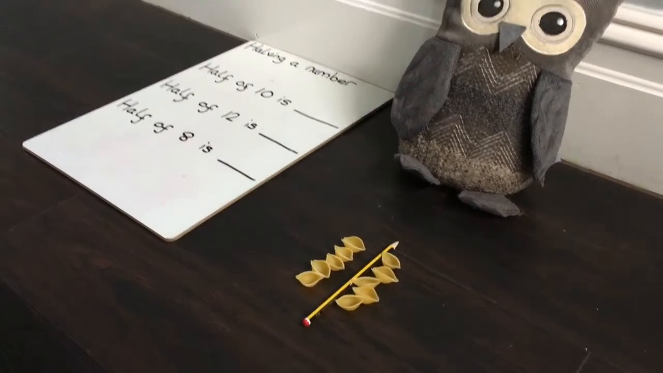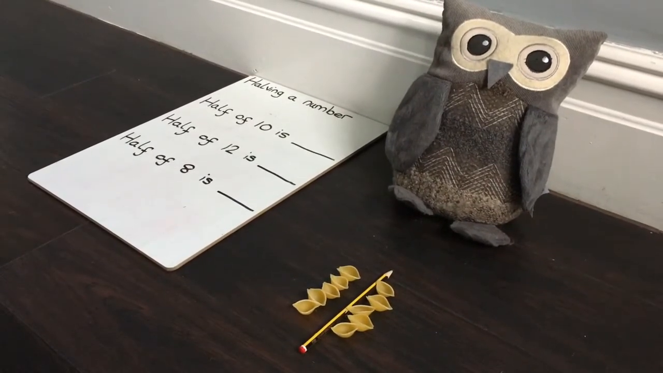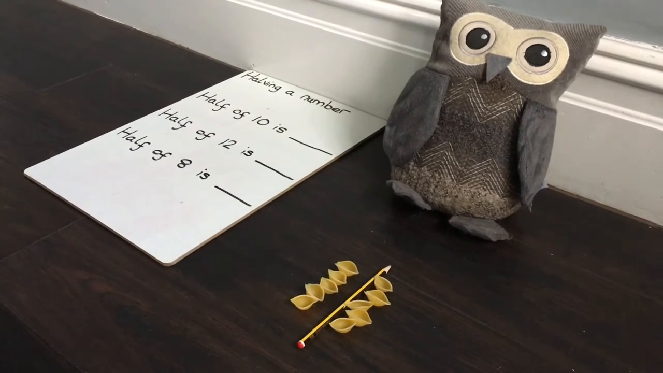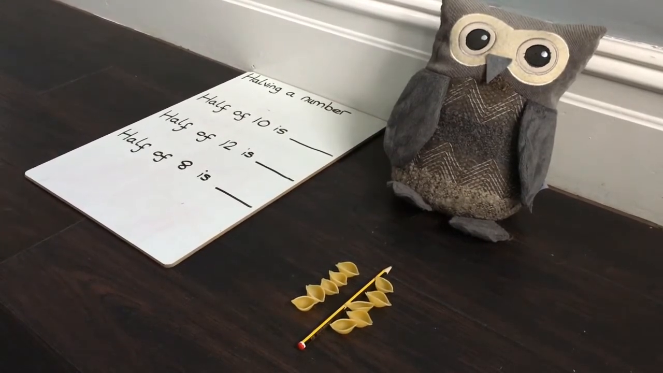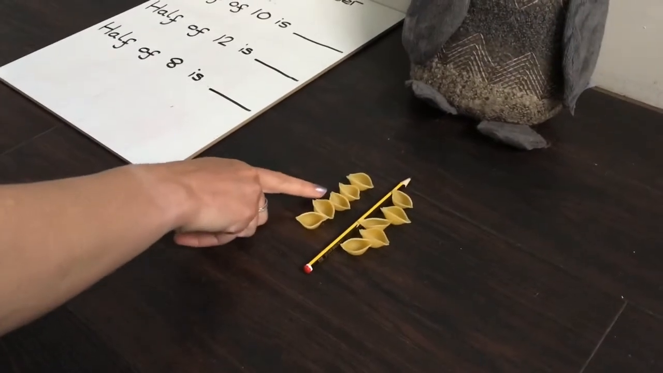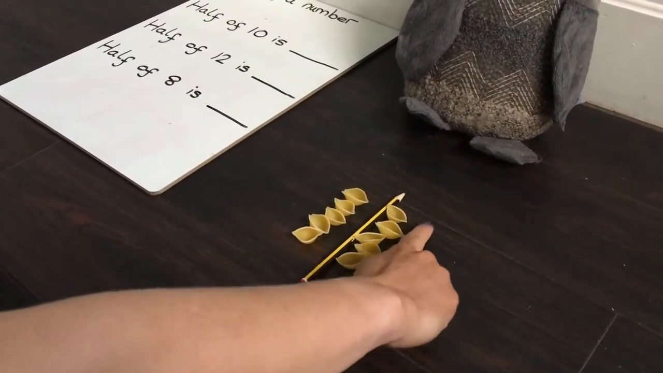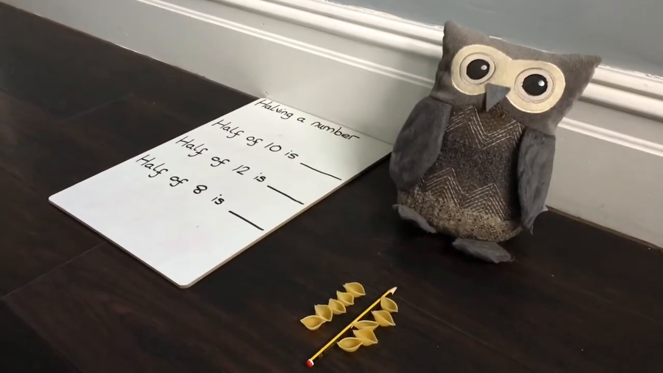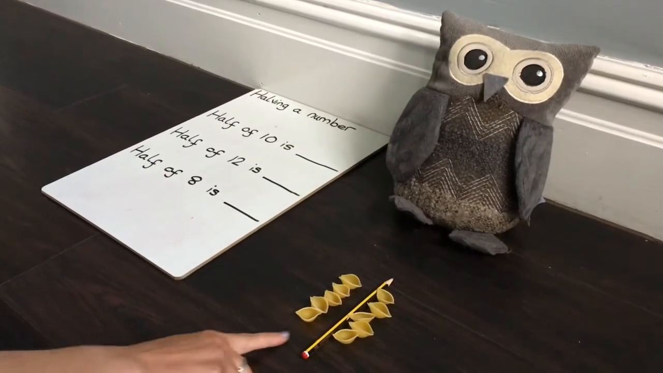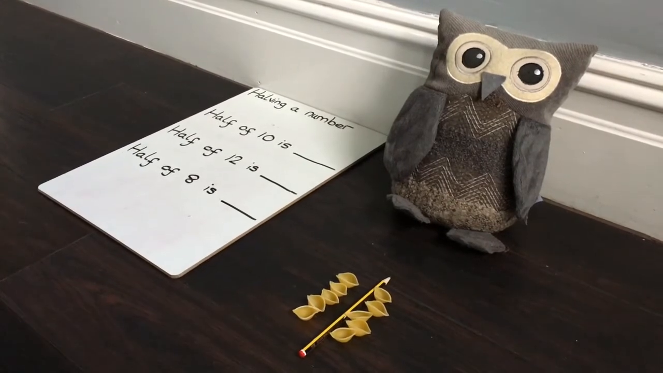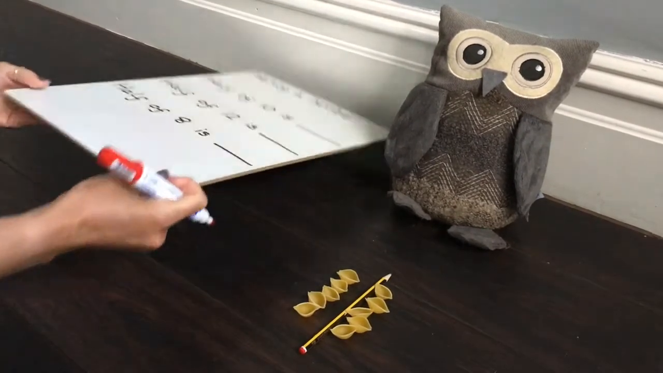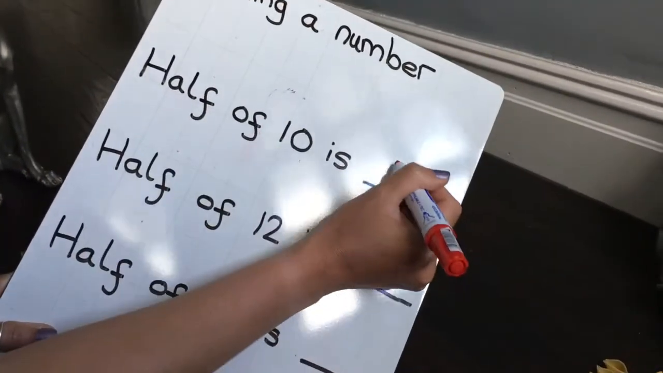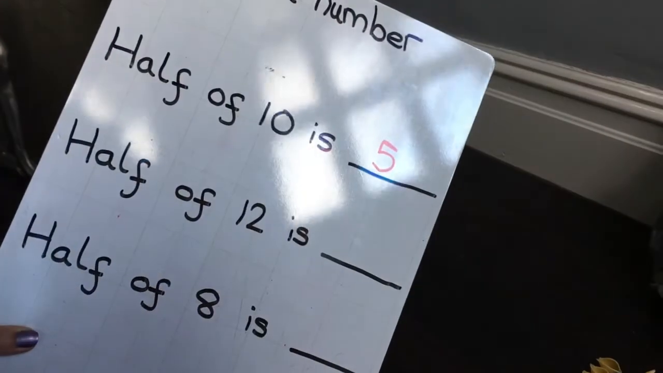As you can see, I've lined my pasta up in a straight line. This is to make it a little bit easier when I am counting. Let's check that they are both equal on both sides. 1, 2, 3, 4, 5. 1, 2, 3, 4, 5. And so we know that half of 10 is 5. We're looking at 1 of 2 equal parts. So half of 10 is 5.